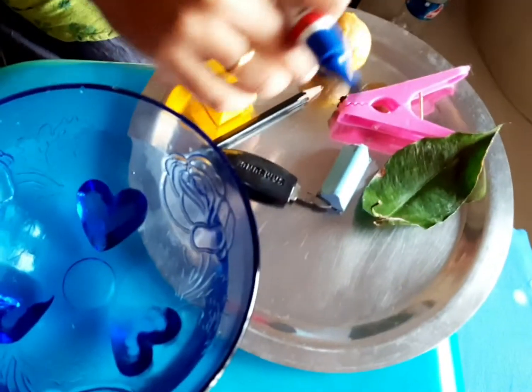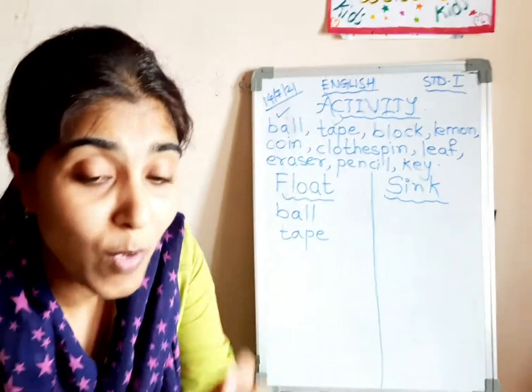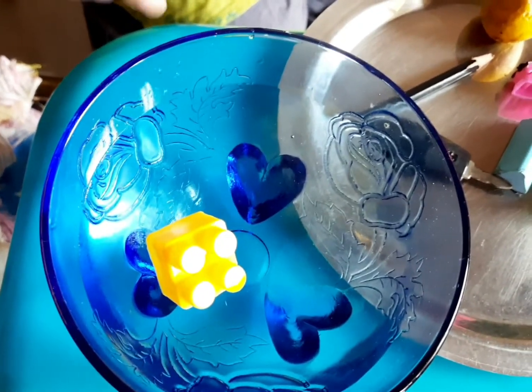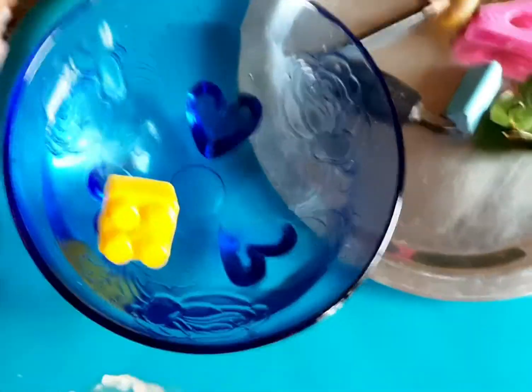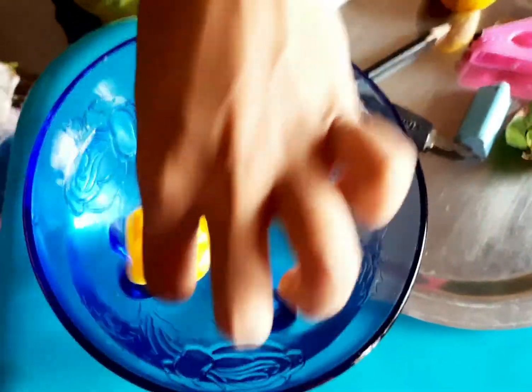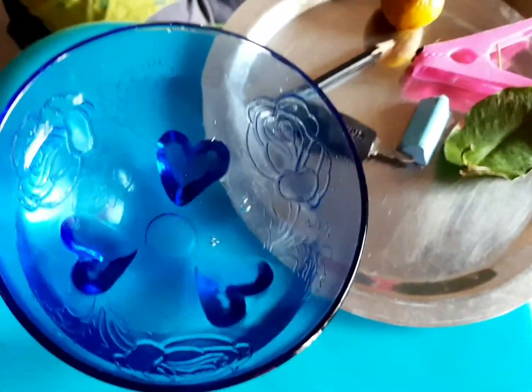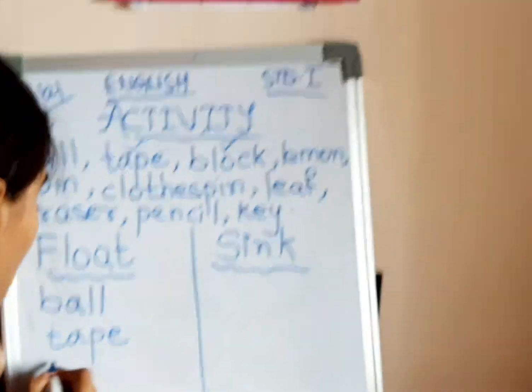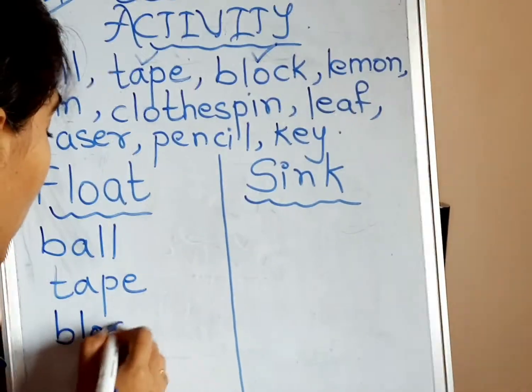Next, let us see what is the thing that we have. We have a block here. Yes, a playing block. Now see, I put this block in the water. What's happening? Is it sinking or is it floating? Yes, it's floating on the water. So here I can say that the block floats on the water. So I'll write the name of block under the float column.